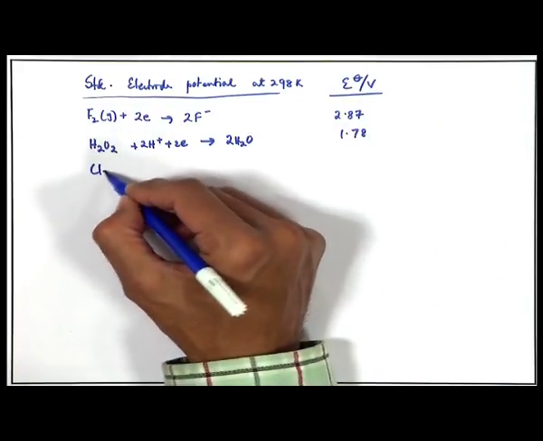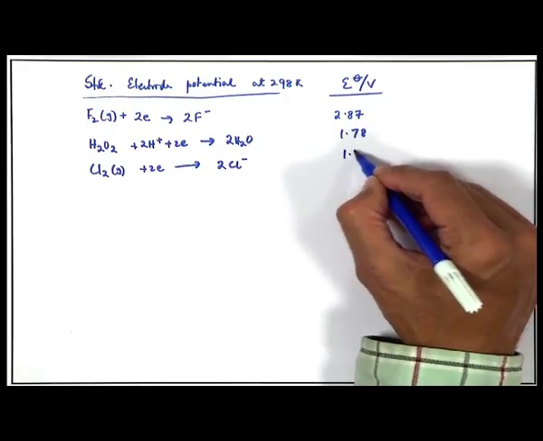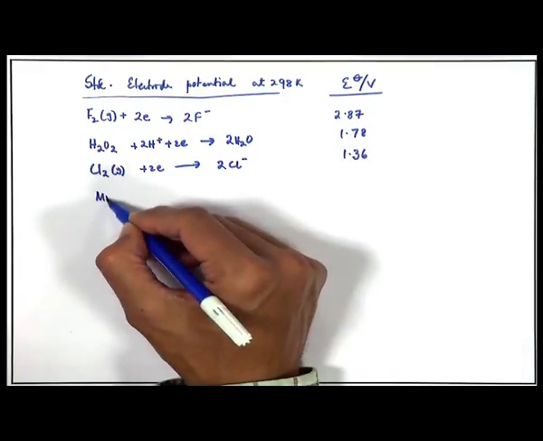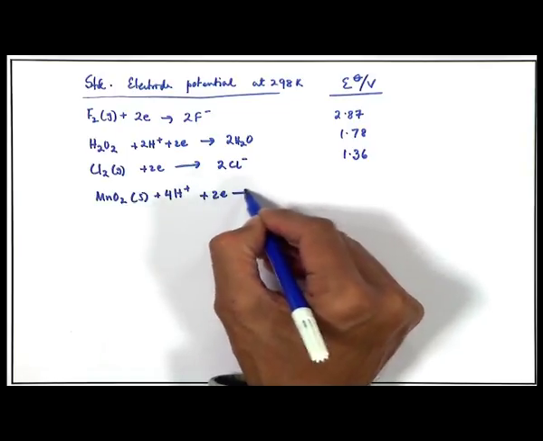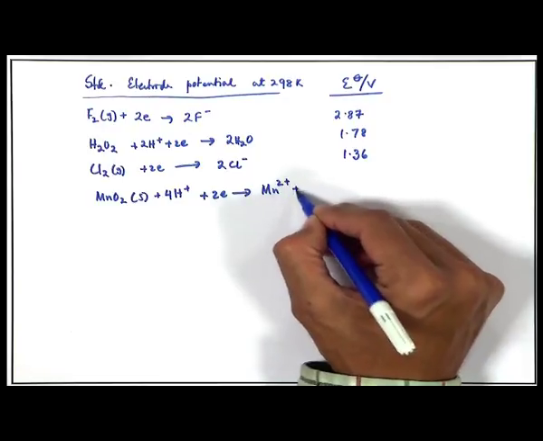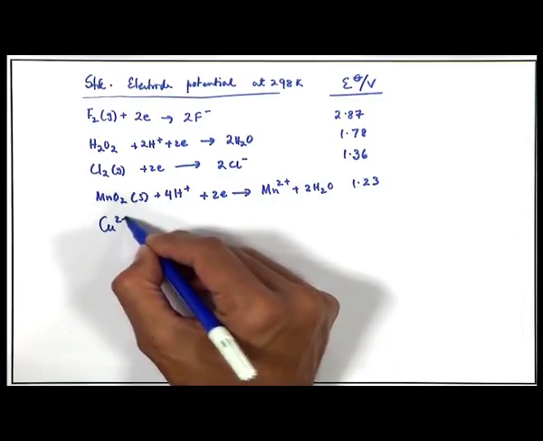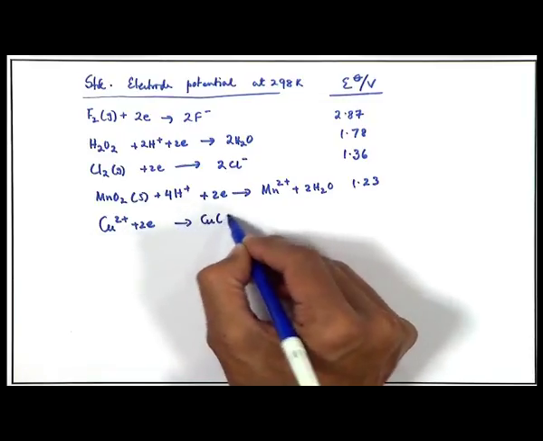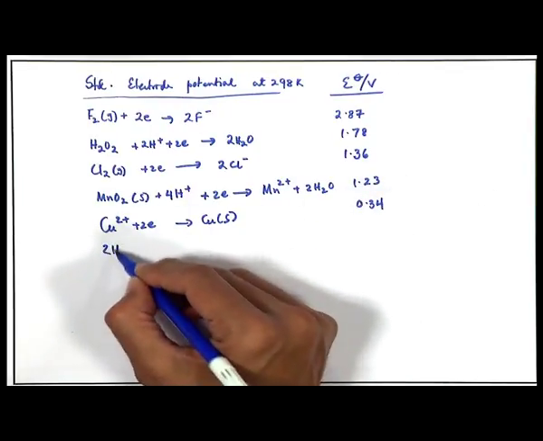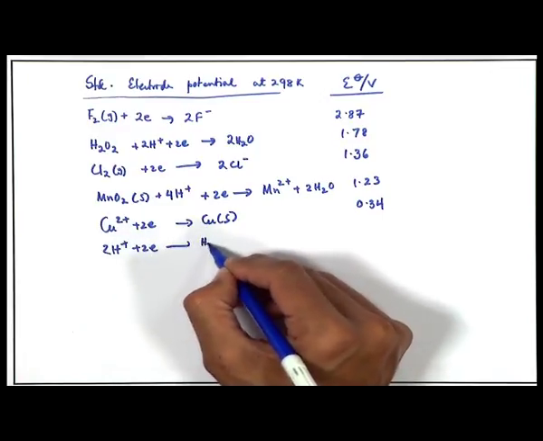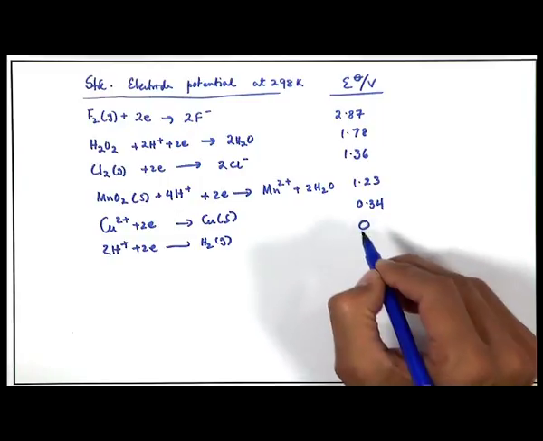Cl2 plus twice electron, that gets you 2Cl minus, its value is 1.36 volt. MnO2 solid plus 4H plus plus twice electron, that gets you Mn2 plus plus twice water, its value is 1.23 volt. Cu2 plus plus twice electron, that gets you Cu solid, its value is 0.34. 2H plus plus twice electron, it is H2, it is assumed to be, at all temperatures, 1 bar pressure, equal to 0.